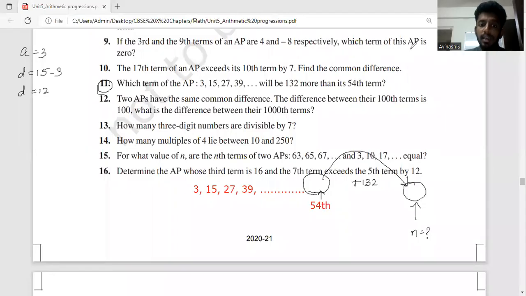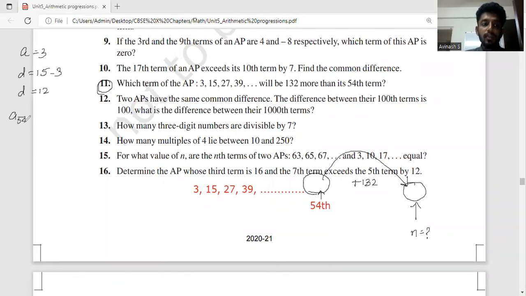So with this understanding, we have been given an AP where there is going to be a 54th term. And when we add 132 to that, we get another term, and we have to find the position of the other term as per the question. Which term will be 132 more than the 54th term? So let's go step by step. Let's first find the 54th term.